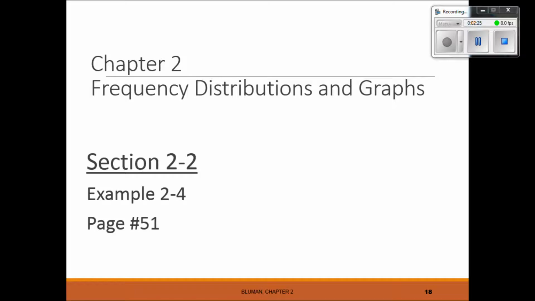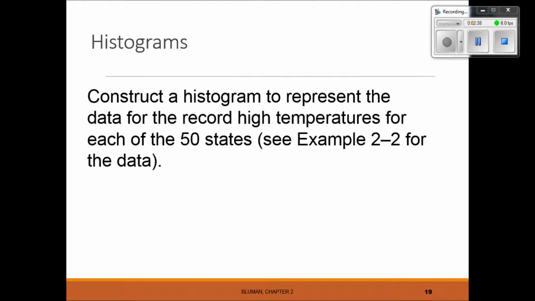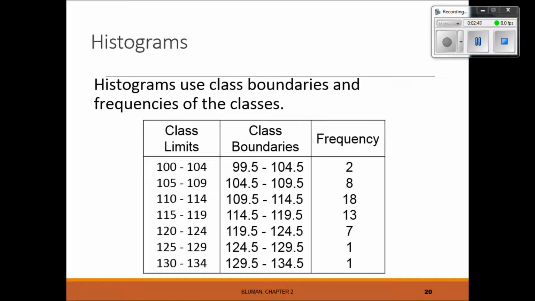The example we will be looking at is the set of numbers that we've been using for the past few examples in the last video. It is example 2-4 on page 51, and it uses the data from example 2-2. So if you want to look at that example, you can get the raw data. But we will start off with the work that we've already done. So here's our grouped frequency distribution table. Everything is set up, everything is done, and we need to turn that data into a histogram.